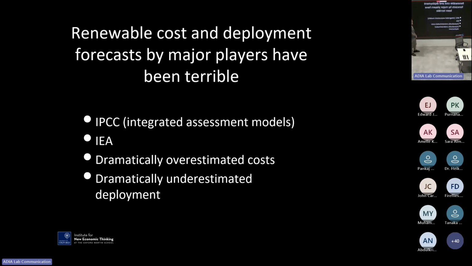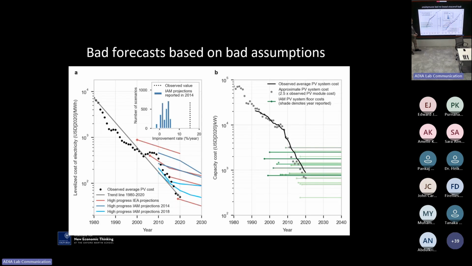Well, let me just say the main forecasting centers that people go to for expert advice, the IPCC and the IEA, have done a terrible job. They've dramatically overestimated costs, dramatically underestimated deployment. Here you see, for example, module cost for solar, with projections of both the IEA and integrated assessment models, and the slopes are significantly different, always ending up too high when it comes to cost. A similar plot can be made for deployment.